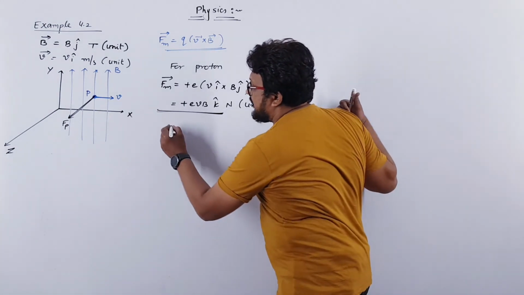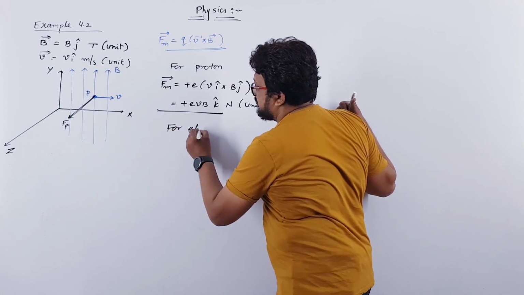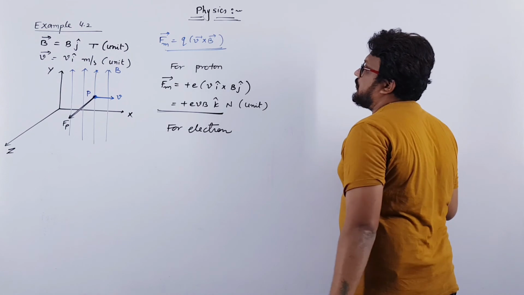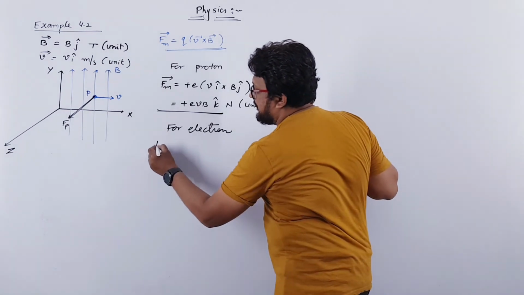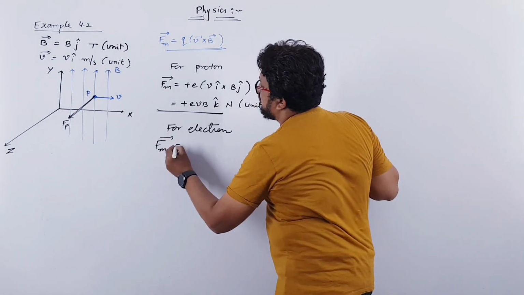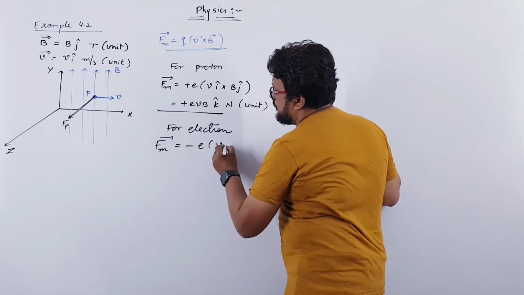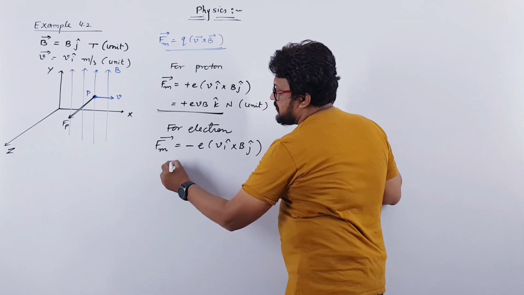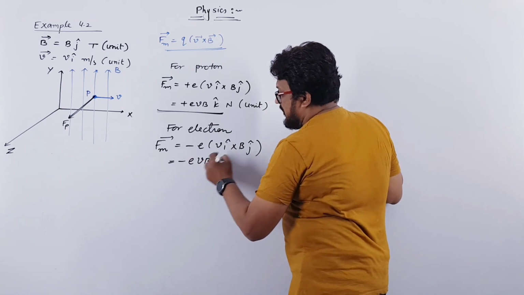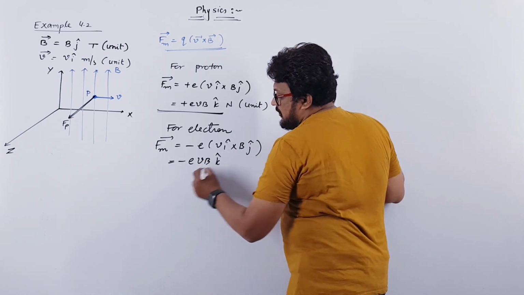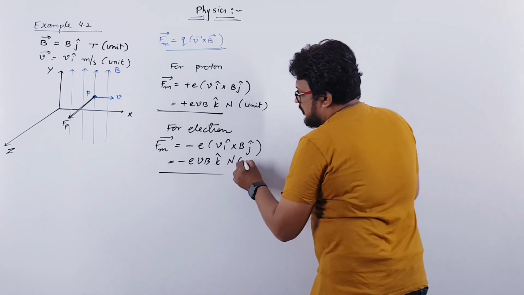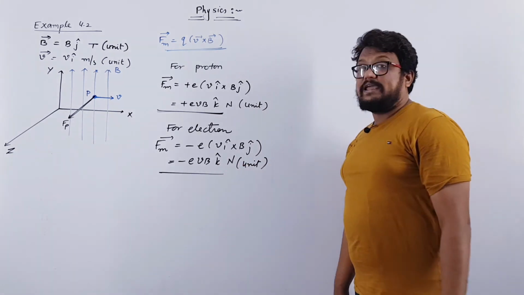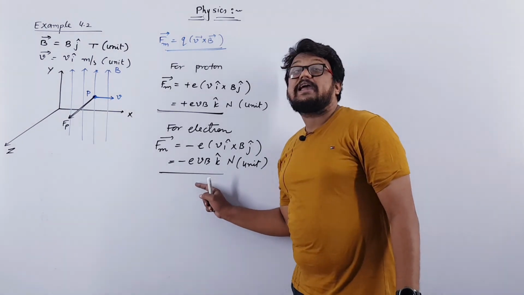In the same way, for electron, Fm will be equal to minus e into V i cap cross B j cap. So this is minus eVB, i cross j is k cap, with unit Newton. So minus eVB k cap. So this force will be along negative Z axis.